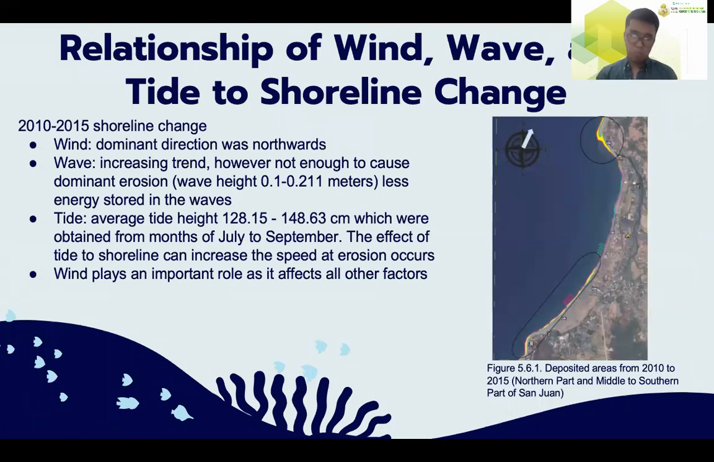Lastly, we check the relationship of the environmental factors, which include winds, waves, and tides, to the shoreline change. For the 2010 to 2015 shoreline change, for the wind, the dominant direction was northwards. As for the waves, there was an increasing trend, however, not enough to cause dominant erosion, as the wave height was around 0.1 to 0.2 meters, and there was less energy stored in the waves. As for the tide, the average tide height was around 128 to 148 centimeters, which were obtained for the months of July to September. The effects of tide on the shoreline can increase the speed of erosion. And as you can see, the wind plays an important role as it affects all other factors.